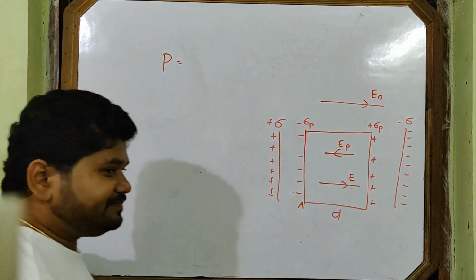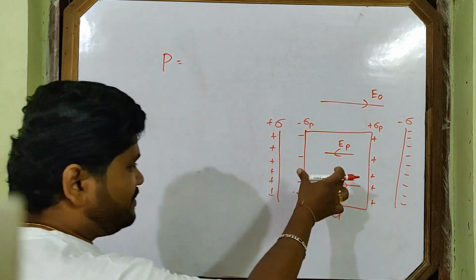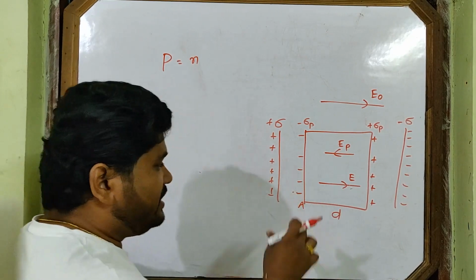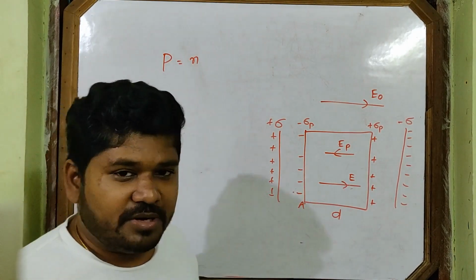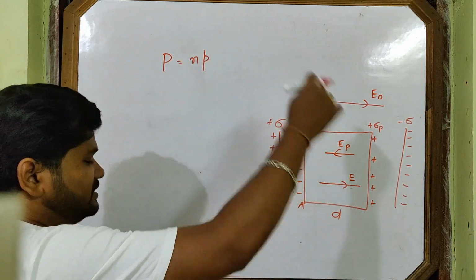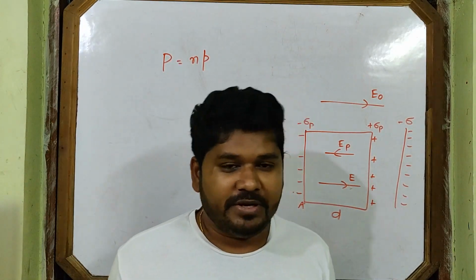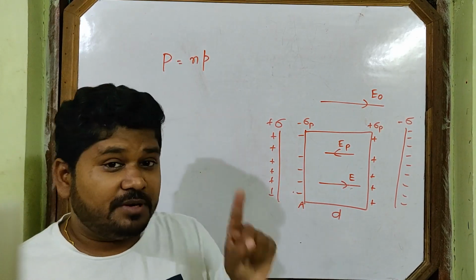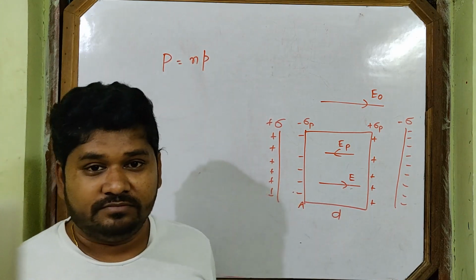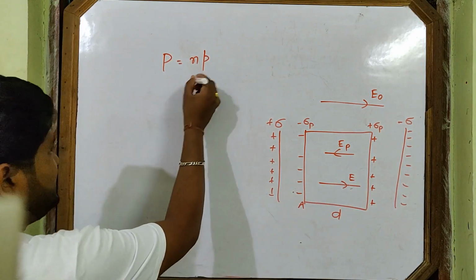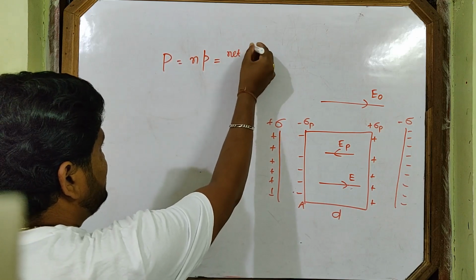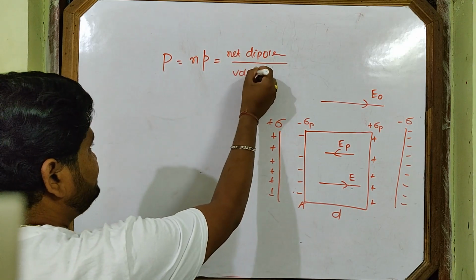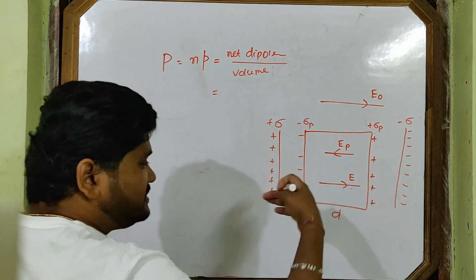The polarization symbol we will write as P. Suppose n number of molecules are present per unit volume. I told you, total dipole moment per unit volume. If n molecules are per unit volume and the dipole moment of each molecule is p, then polarization is n into p. Small p is the dipole moment of each molecule, small n is the number of molecules per unit volume. Or I can also write this as net dipole moment by volume, the whole volume of the dielectric.